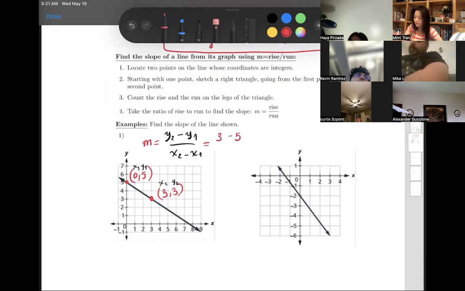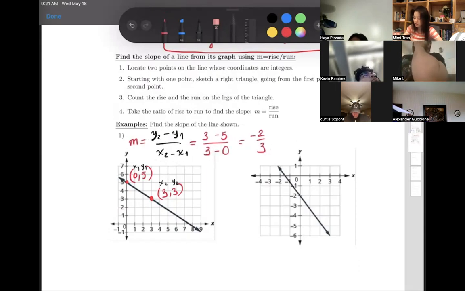So 3 minus 5 on the top, and on the bottom, x2 minus x1. x2 is 3, x1 is 0. 3 minus 5 is negative 2. 3 minus 0 is 3. So negative 2/3. So the final answer is negative 2/3.